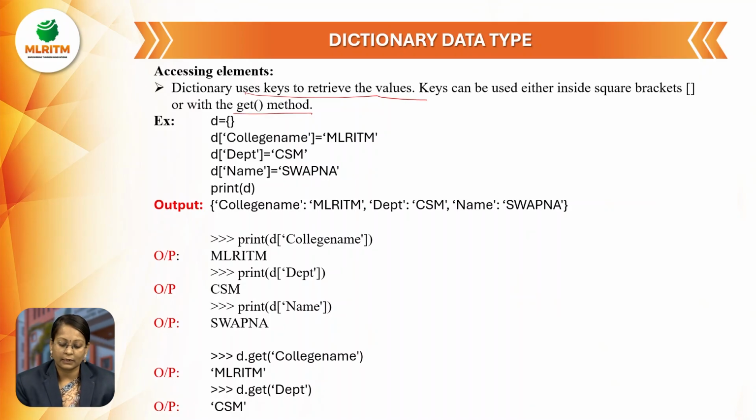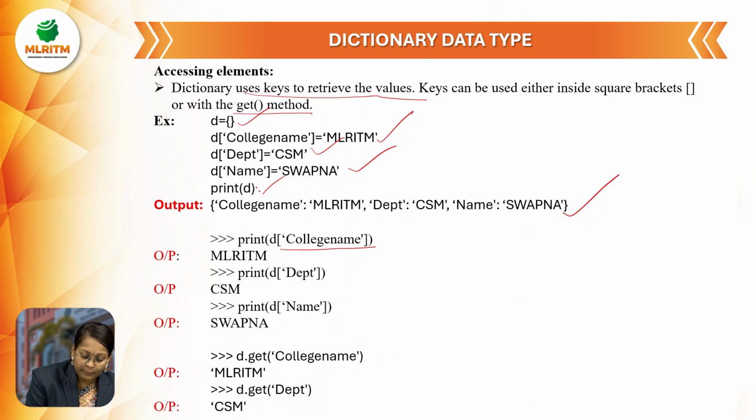D is equal to, first we are creating an empty dictionary. Then we are inserting some items into the dictionary. Here we are inserting 3 items. Then print, so now we are accessing these elements. By using print, we are printing the dictionary items. Then we can access the elements of the dictionary by using the key. So here, print D of college name.